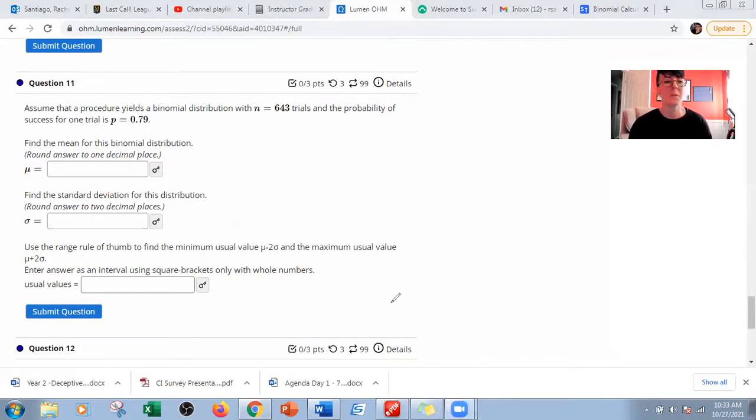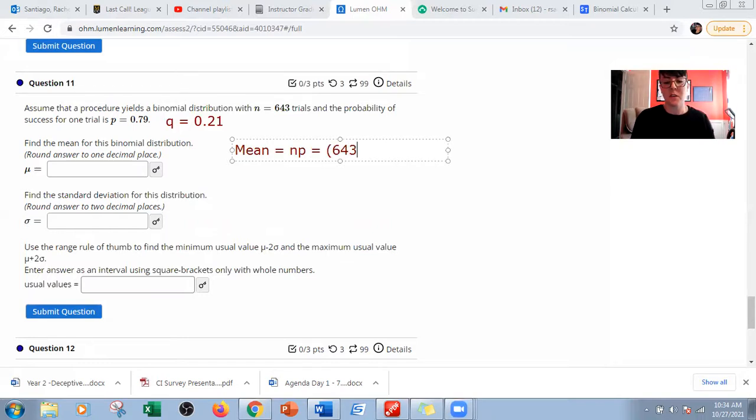So Nicole, what's the probability of failure in this case? Hold on, I can't do math that fast. That's okay. 0.21. Perfect. So we have the probability of failure. The first thing we want to do is find the mean for the binomial distribution. The mean is the same as the expected value, and we know that that's found by taking n and multiplying it by p. So the mean is n times p. Remember, that's the same as expected value.